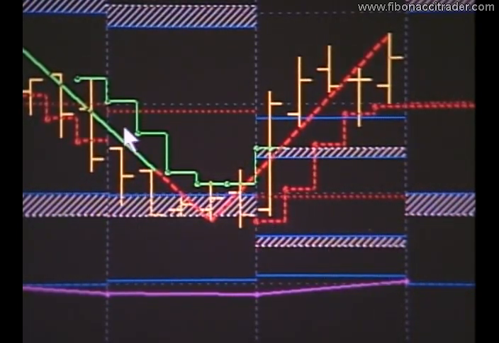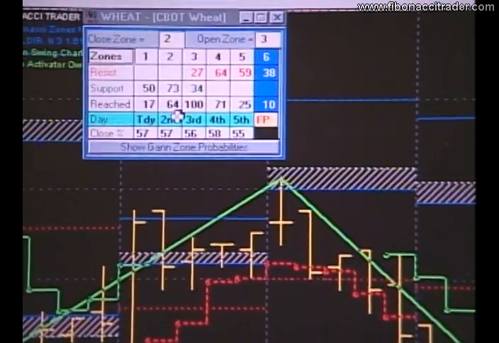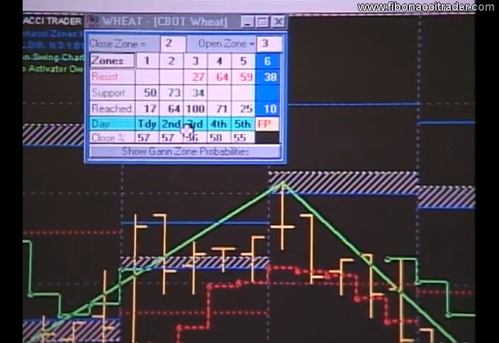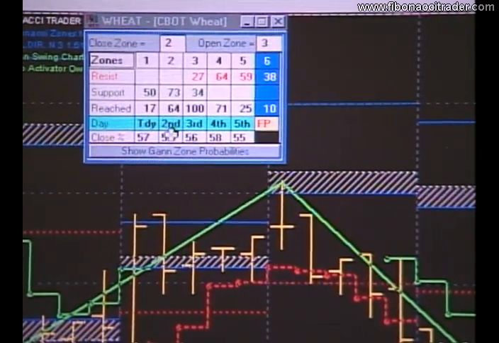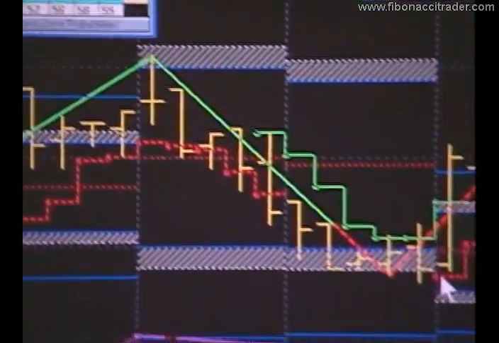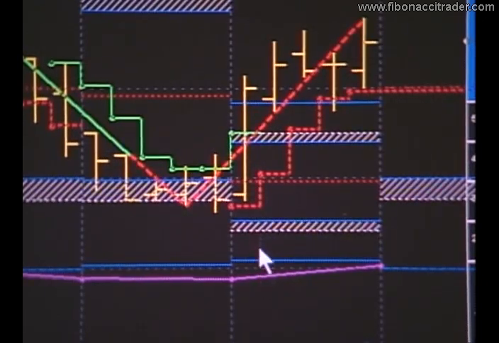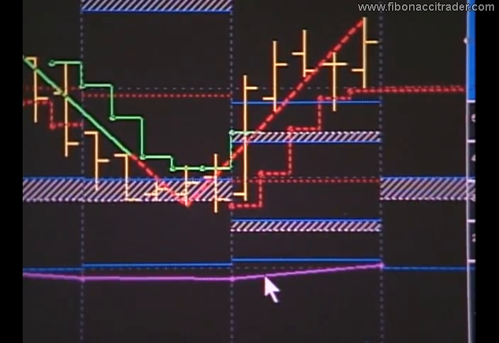I didn't load the boat because zone number 2 was not reached. If zone 2 would have been reached, which gives me 73% support, without a doubt I would have bought heavily into this market. Because if I was wrong, zone 2 is down here, and look how near, look at this small distance, to the directional volatility line. This is the way I use it.